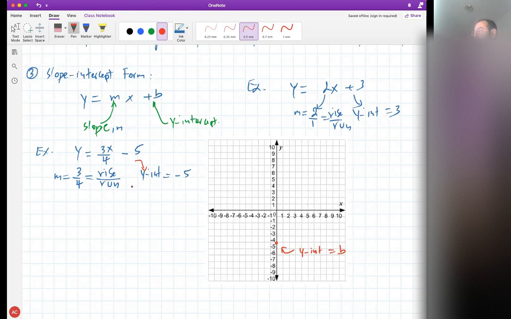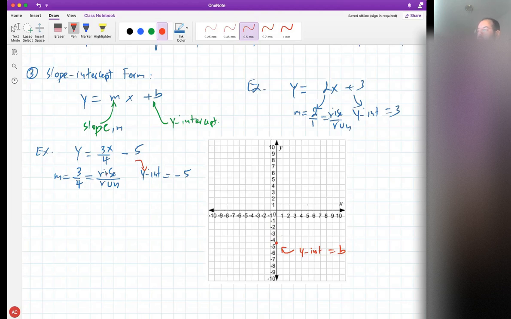Now let's go to the second point. From here, because this number is the rise, we go up. We're going to go 3 units from this point, because we have 3. So we say 1, 2, and 3. And we're not done yet.